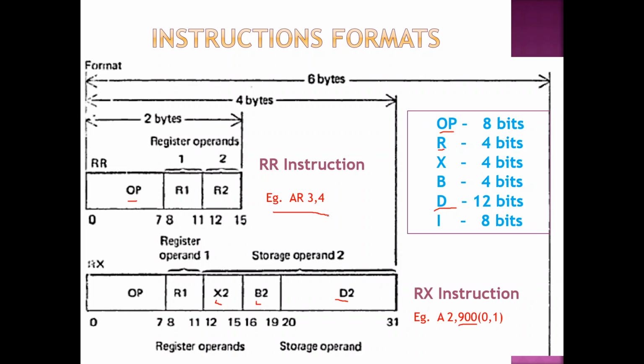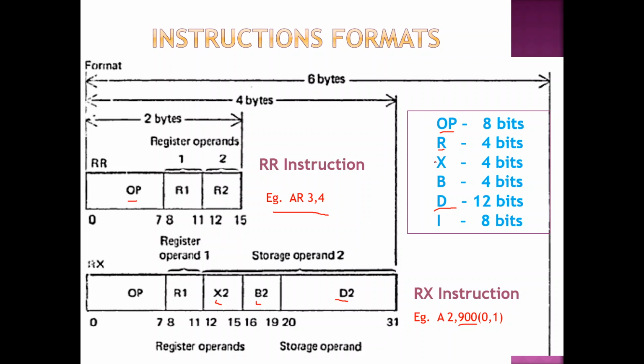So let us start. The first type of instruction is called the RR instruction. So what do you mean by RR? Register to register instruction is called RR instruction. What is the format of RR instruction? Opcode, register 1, register 2. Simple. Opcode will always be represented using 8 bits. So 0 to 7 is opcode. 8 to 11, 4 bits is for register 1. 12 to 15, the next 4 bits is for register 2.